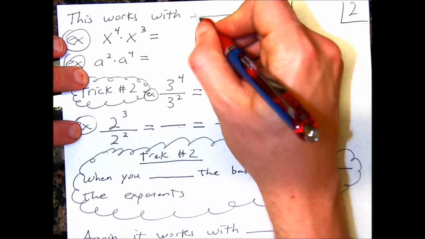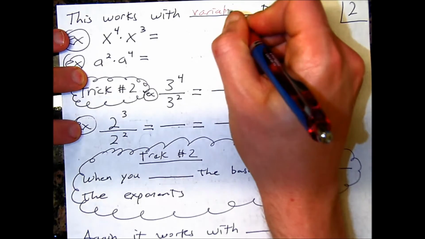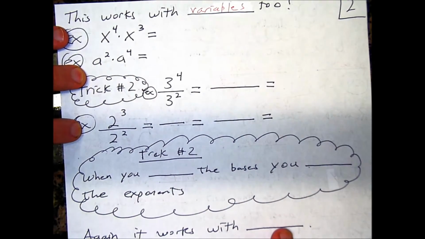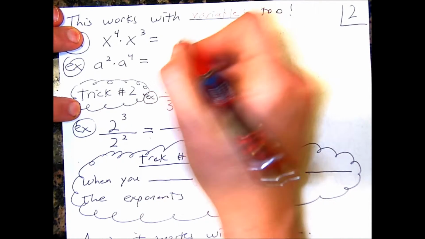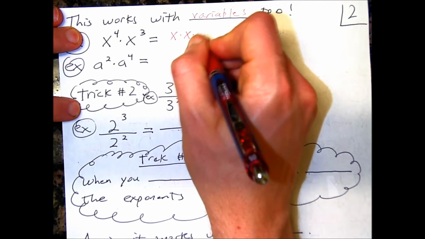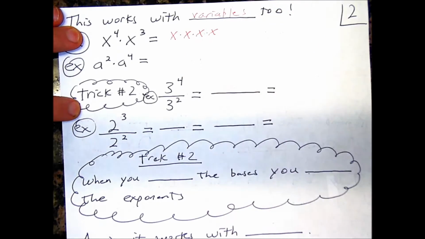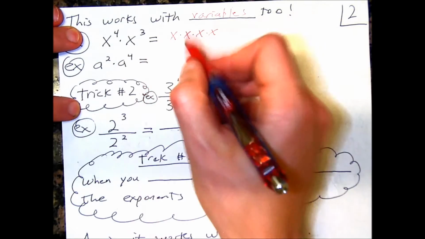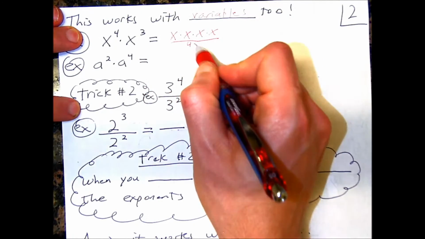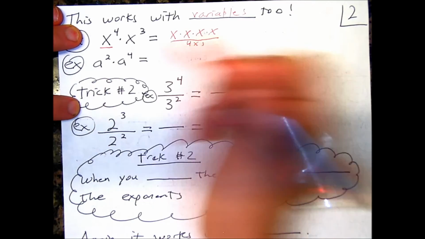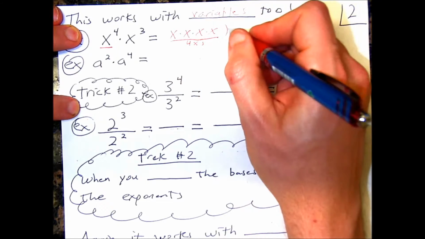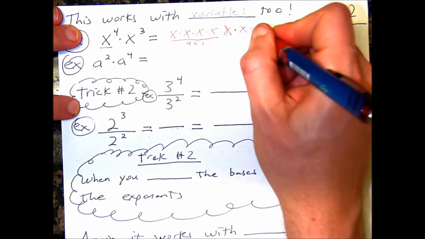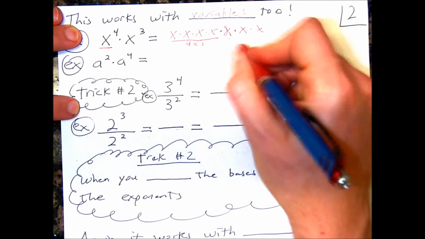This also works with variables. It's the same idea. If I have x to the 4th times x to the 3rd, then I have x times x times x times x. See? So this is the first one, 4 x's for this one. And then here I have x times x times x for the second one.